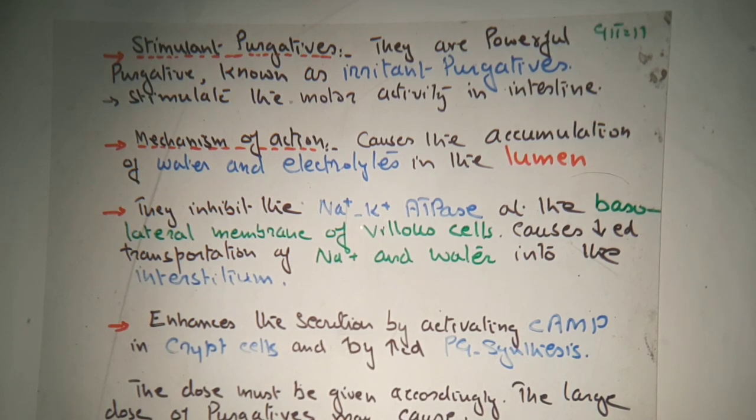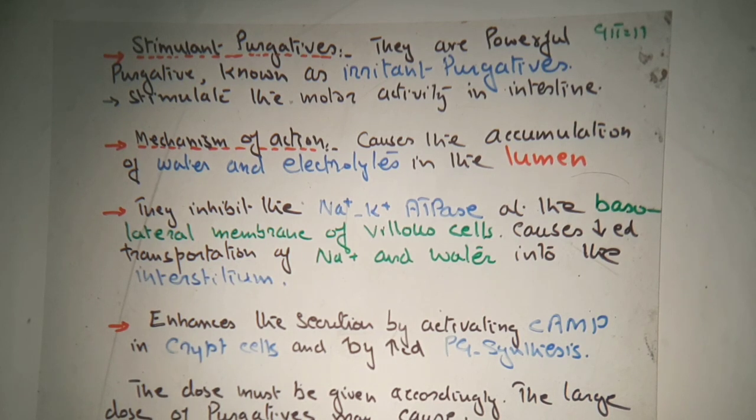Now they inhibit the sodium potassium ATPase, as we have discussed previously, at the basolateral membrane of the liver cells, causing increased transportation of sodium and water into the interstitium, right? We have discussed it in the previous slide, so there is no use explaining again. So it enhances the secretion activity of cyclic AMP. Again, we have discussed this activity of cyclic AMP in the crypt cells, and by increasing the prostaglandin synthesis, which increases the secretion, right? So the dose must be given accordingly.